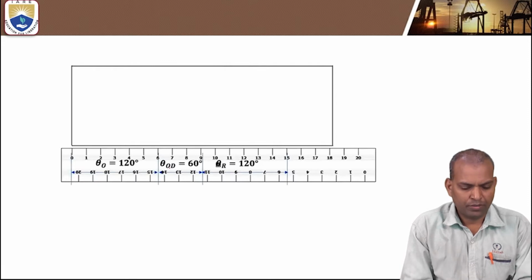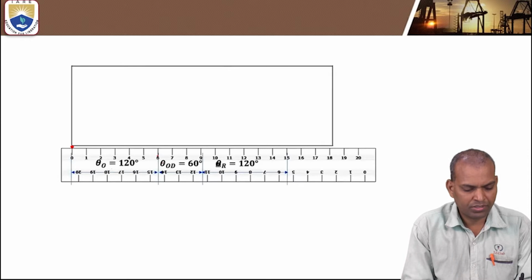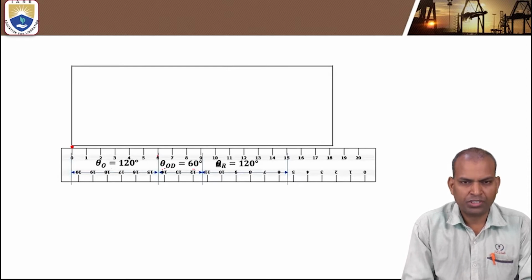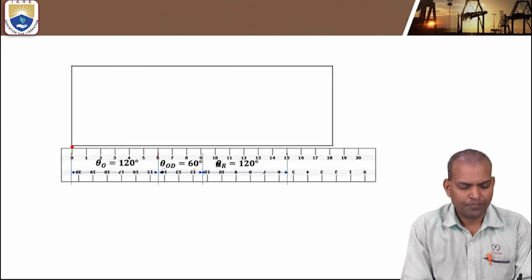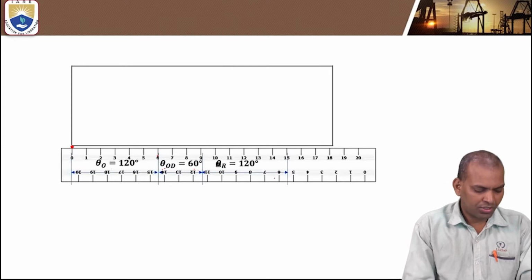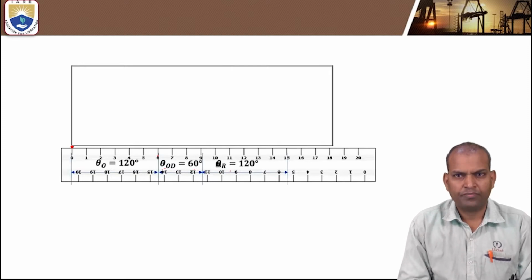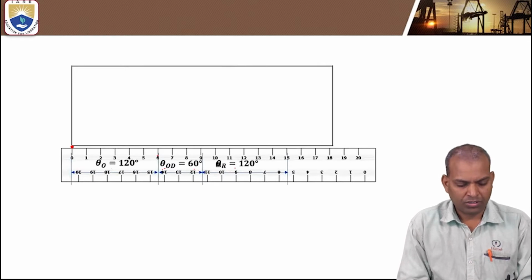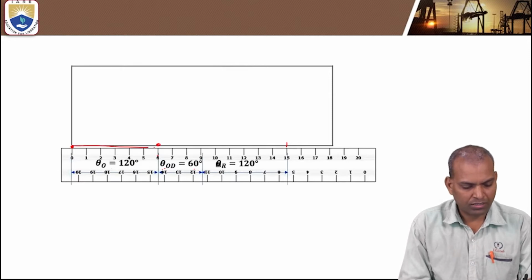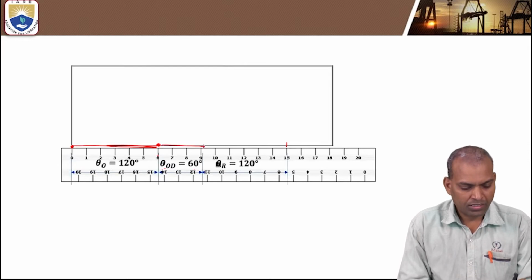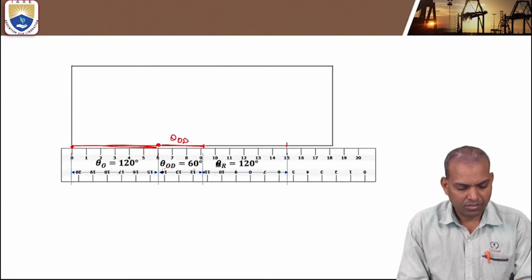So we have to make the complete return stroke 6 centimeters, 0 to 6. Again 3 centimeters, that is 60 degree, the outward stroke dwell. And theta return stroke equals 120 degree, that is again 9 plus 6, 15, and the remaining is 6, this much length. This length is the outward stroke length, that is 120 degree, and the outward dwell is 3 centimeters.